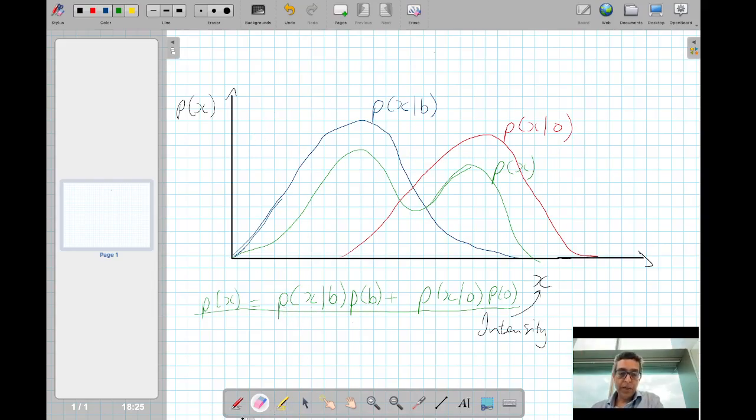So the other piece of information you need is that P of B plus P of O is equal to 1. Therefore, if we have a non-trivial image, both of these things are less than 1. So they're fractional, and therefore when you scale this by P of B, it shrinks down in height. And if you scale this red curve by P of O, it scales down in height. And then the summation of these two will give you something that looks like this.